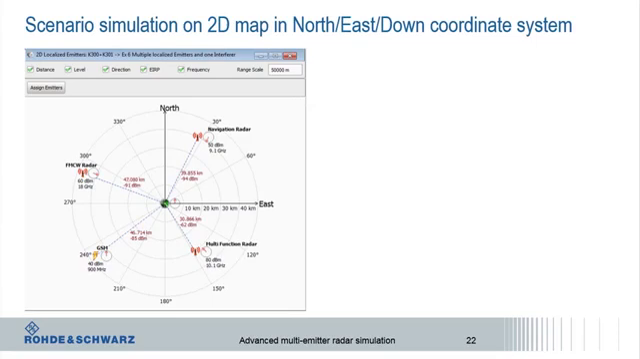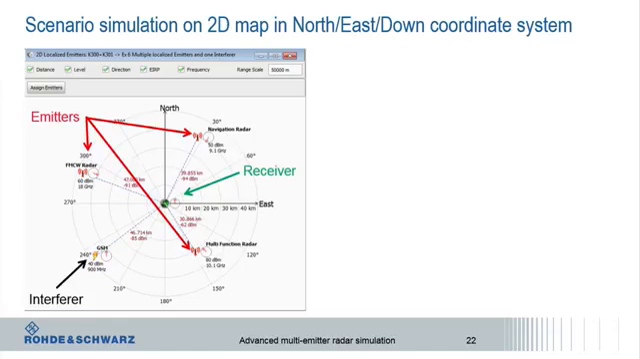Here is an example how it looks like. In this example, you see 3 emitters and 1 interferer. The emitters are sitting here, the receiver is sitting in the middle, and the interferer is sitting here. I used a GSM base station as an interferer.